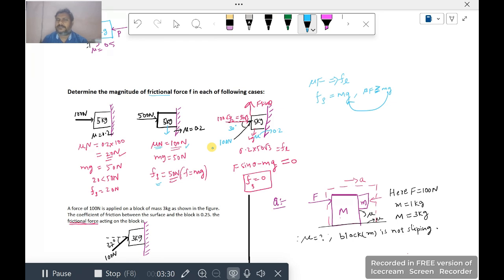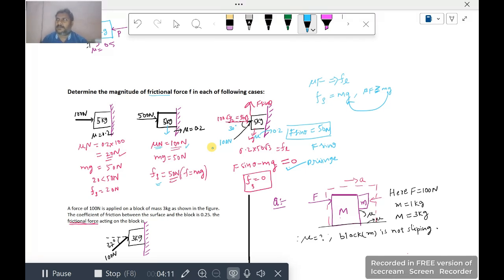Similarly here, F sin theta is there. So calculate F sin theta. F sin theta is equal to 50 newtons in this case. Mg is also 50 newtons. So therefore the driving force is F sin theta minus mg. This is called the driving force. Driving force means which is responsible for the motion, either upward or downward.